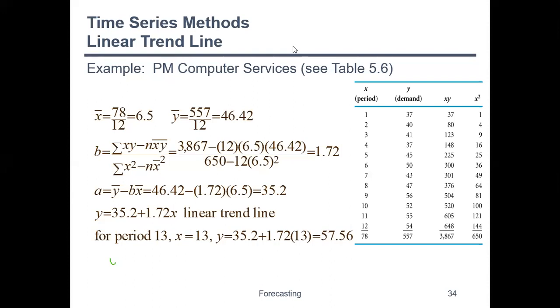Please, the formula for the B. It is the summation of xy minus n x bar y bar, over the summation of x squared minus n. Is this one also x bar, or negative 2? It's x bar squared, not x minus, because it's x bar squared. Thank you.